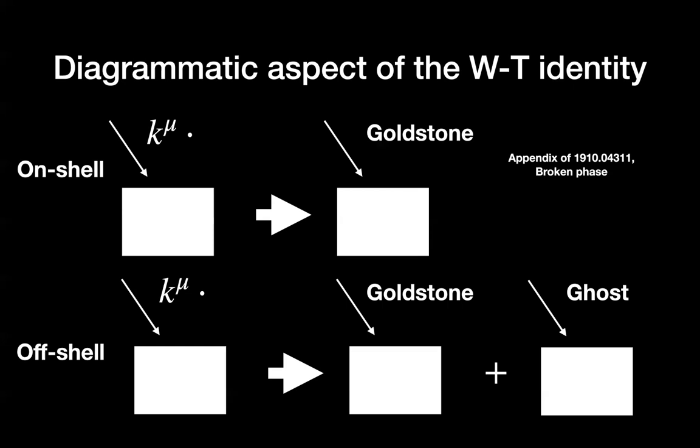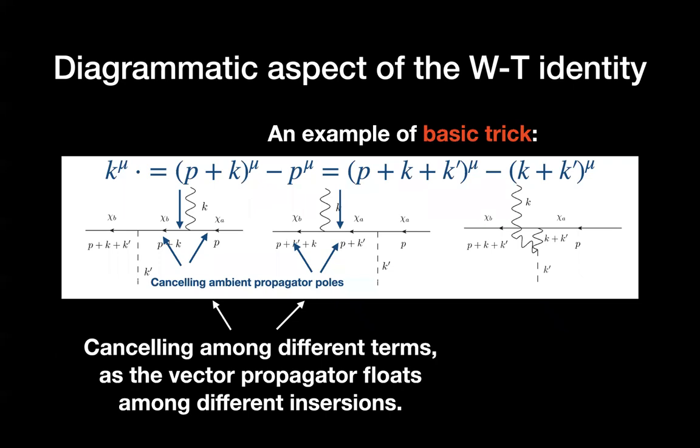In that paper, we just talked about the case when the external line of the vector boson is on shell. However, if the external line of the vector boson becomes off shell, then not only will the Goldstone boson equivalent terms arise, but the ghost terms will also arise. And to prove the Ward-Takahashi identity diagrammatically in the broken phase, we developed the method described in Peskin's book. And here is a very basic example.